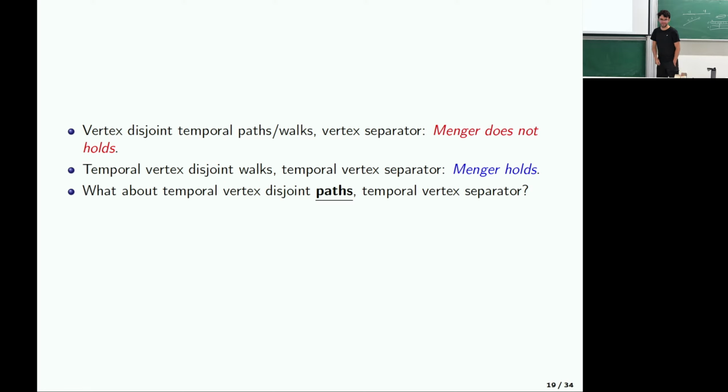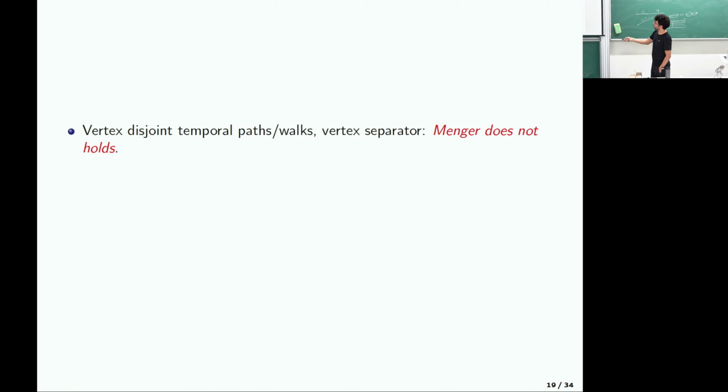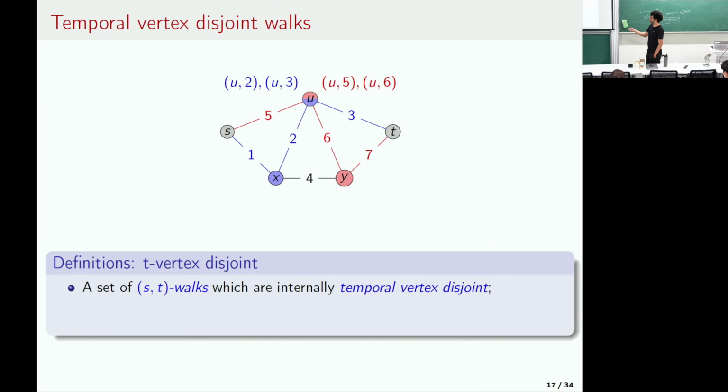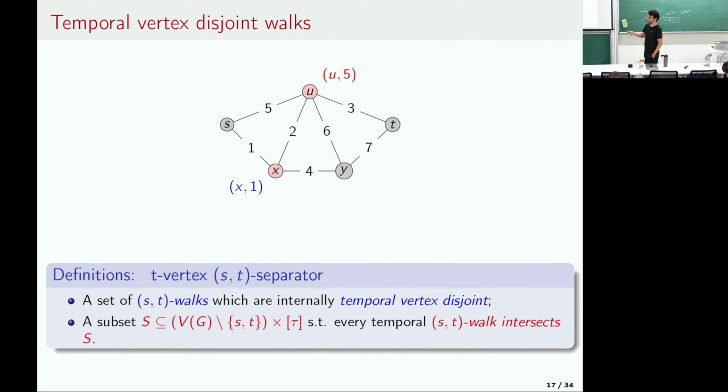Can I ask about this again, going back to the example before? There you have the vertex separator, right? So here I have 2 temporal disjoint walks. If you take a temporal vertex separator, then you would need those 4 things. No, you need only 2. You take x at time 1 and u at time 5. Ah, okay.